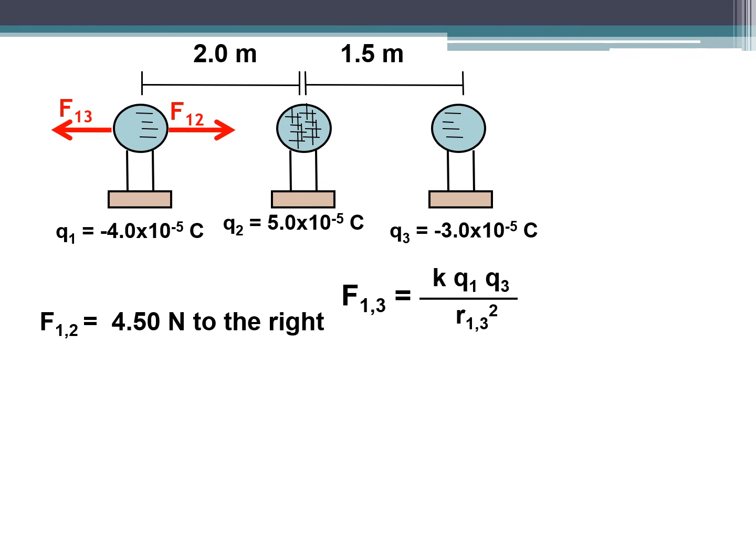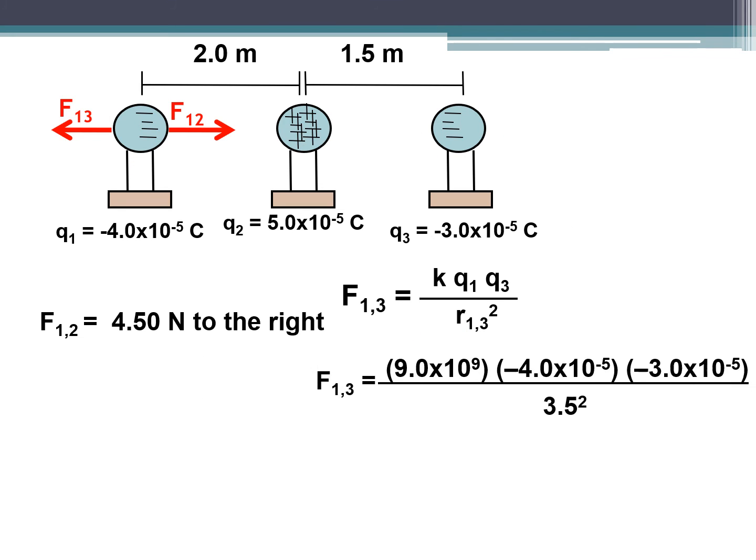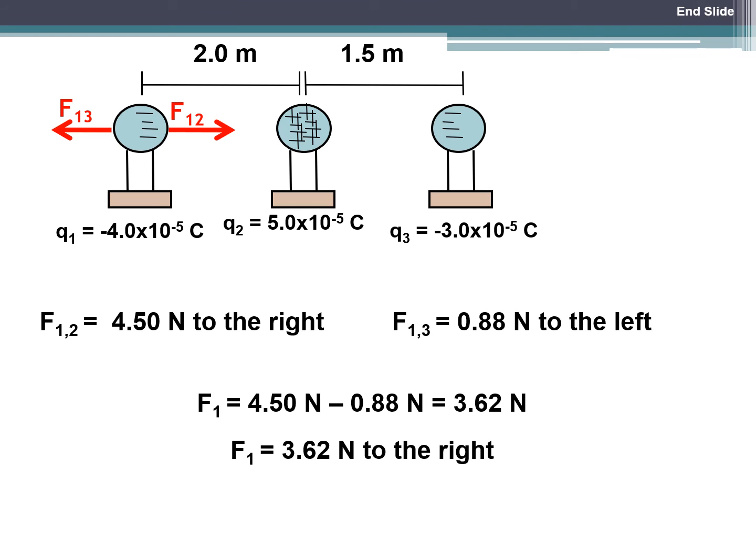The first and third spheres are going to apply a force on each other, and that's going to be equal to k times q1 times q3 divided by the distance between the two squared. So that's 9 times 10 to the 9 times negative 4 times 10 to the negative 5th times negative 3 times 10 to the negative 5th divided by 3.5, because we got 2 meters between the first and second, and then 1.5 meters between the second and third. So it's a total of 3.5 meters, and we go ahead and crank that out. We get a positive 0.88 newtons. Now it's positive, that means repulsion, and for the first sphere, repelling means away from the third sphere, so that's going to be to the left. So it's going to be positive 0.88 newtons to the left.